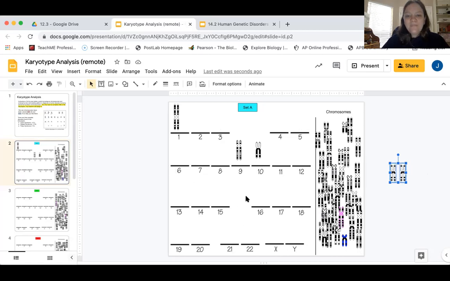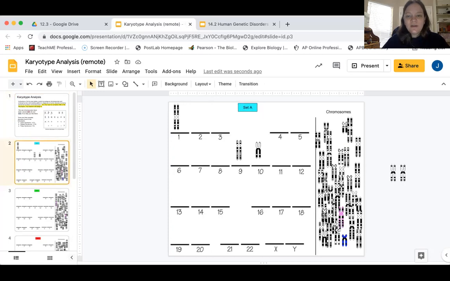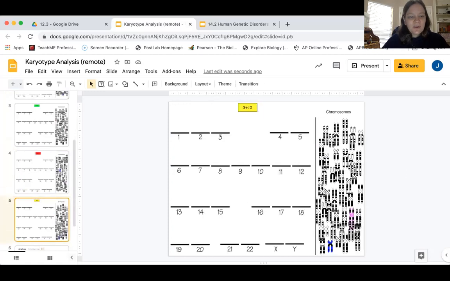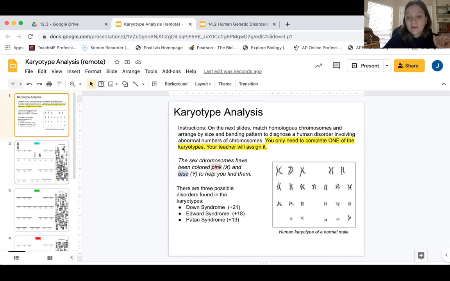Okay, so match all of them up and then start with the longest ones. The tallest ones are here. What you're looking for is that there are 4 sets of these. I think the directions say you only need to complete 1. If you did another one, I might give you some extra credit or something. So there's 4 sets. They are labeled as A, B, C, and D. You're going to put together the karyotype and then try and diagnose it.